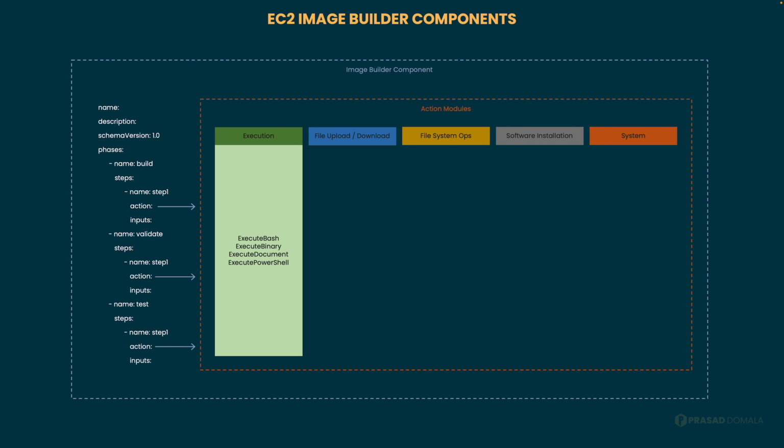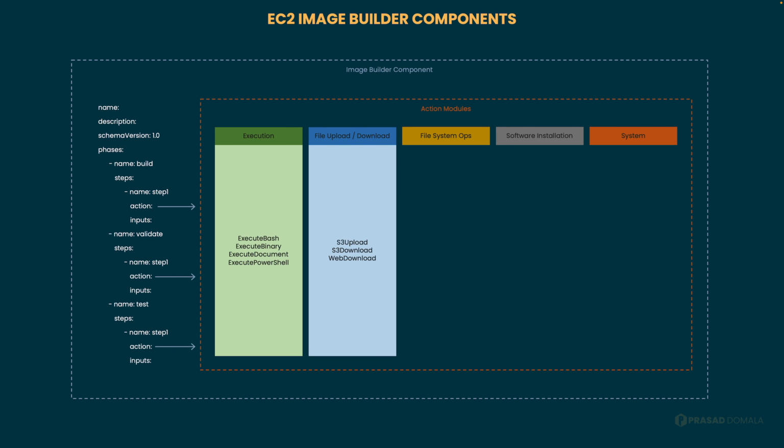And within general execution, we have execute bash, which, as the name suggests, can be used to execute any bash commands, and it is supported on Linux. Next, we have execute binary, which can be used to execute exe files on Windows or any binary executables on Linux. Next, we have execute document, which is nothing but another component YAML file, basically nesting your YAML files if required. And execute PowerShell can be used to run PowerShell commands or files.